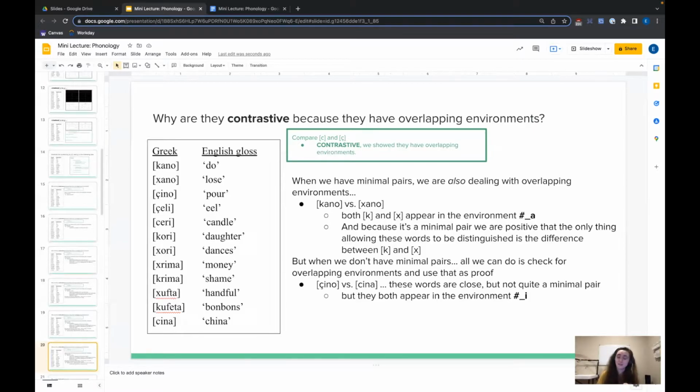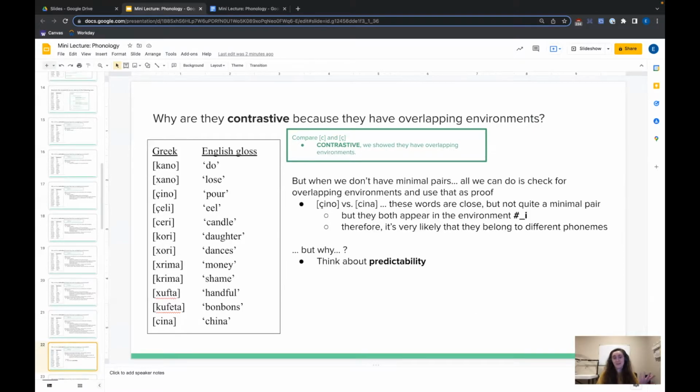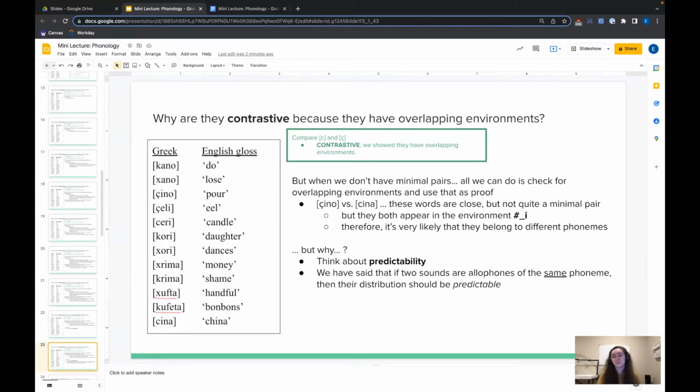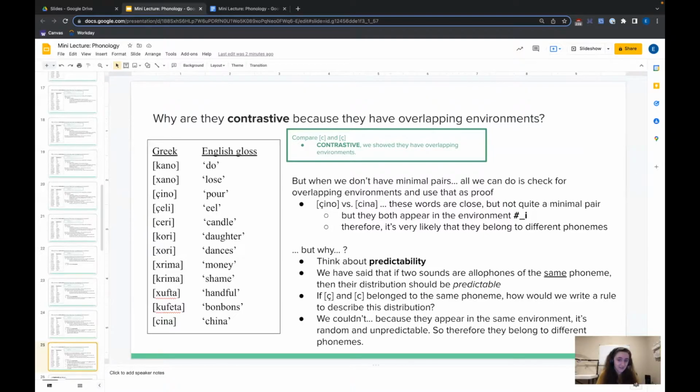So in this case, the two sounds we're interested in both appear at the beginning of the word followed by E. So it's pretty likely that they belong to different phonemes because of this. And you might still not be convinced. So think about predictability. We have said that if two sounds are allophones of the same phoneme, then their distribution should be predictable. If these two sounds belong to the same phoneme, how would we write a predictable rule to describe this distribution? We would not be able to, because they appear in the same environment.